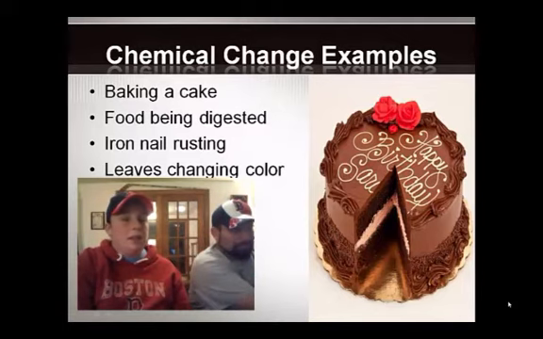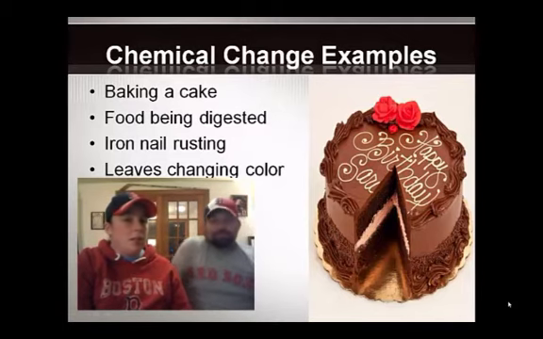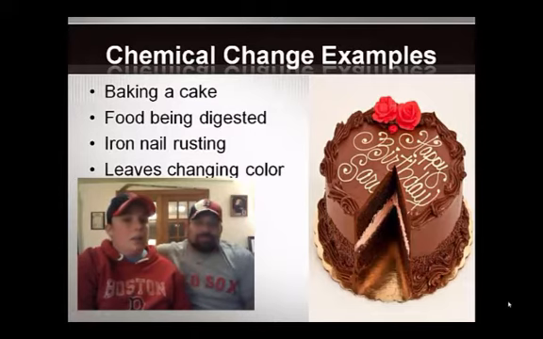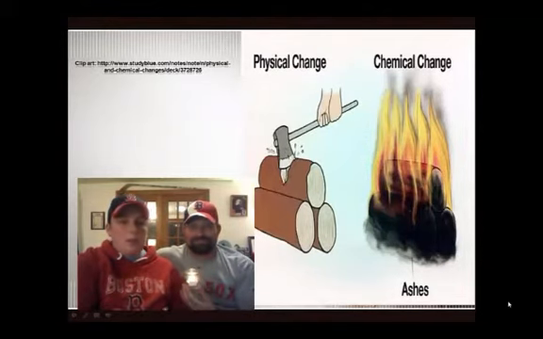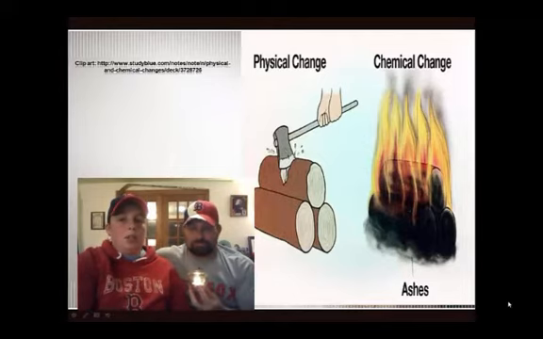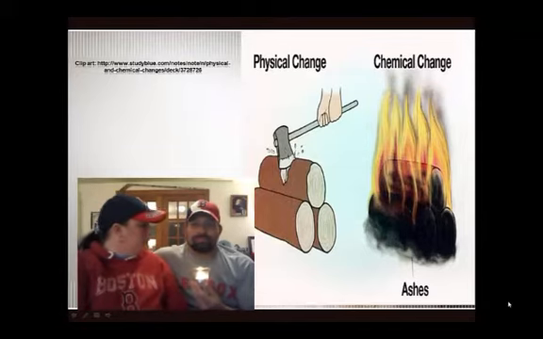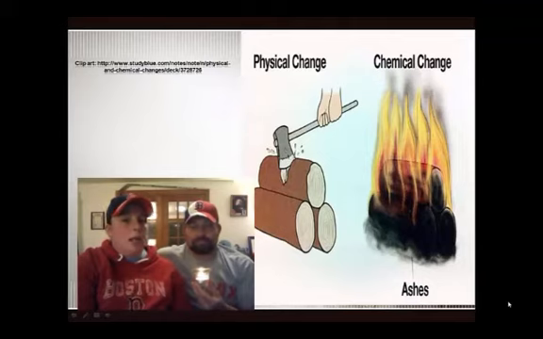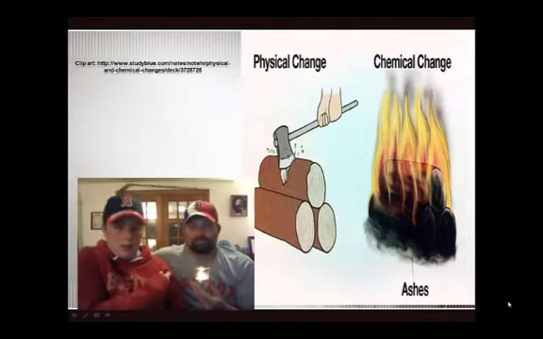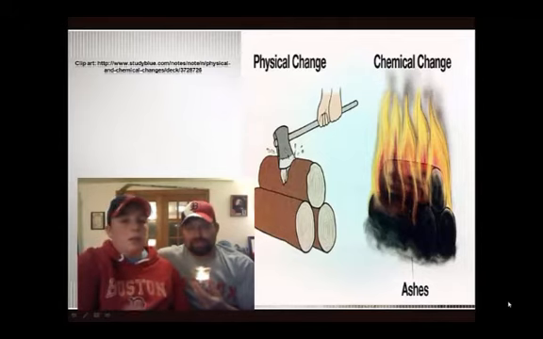So there's a couple other examples here. Food being digested. Iron nail rusting, and we already talked about the leaves changing color. So what we have for you here are two changes: a physical change and a chemical change. And I wanted to show you one using the same substance. So I'll do the physical change, you do the chemical? Sure. Okay, so the physical change here is just chopping wood or cutting it in half. We have a big wood pile out back. He does all the chopping, not me. And this is just a physical change because it's still wood. It's just in smaller pieces.